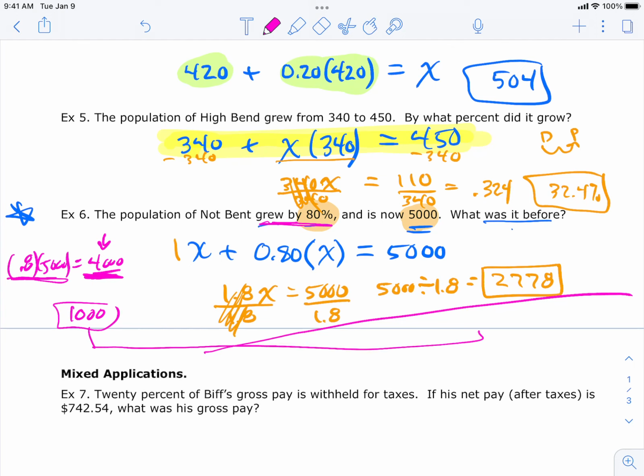Do you see how different those two numbers are? They're not just a little different. Those are very different, right? So just be careful.